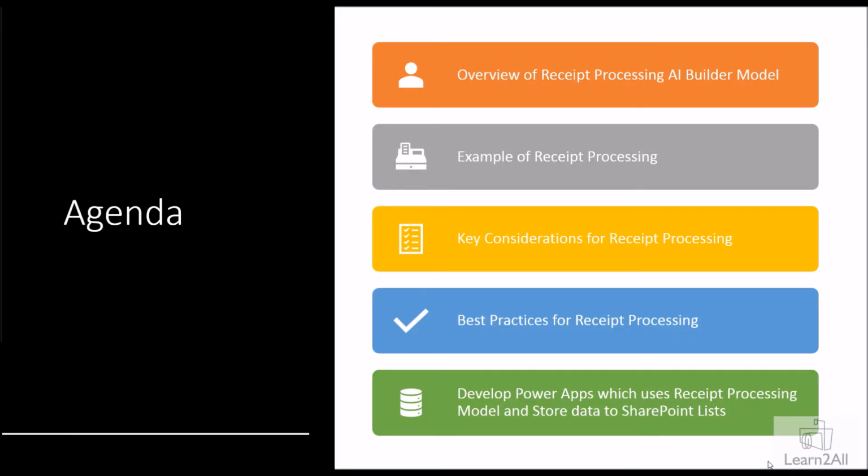During this session we are going to cover these points. First we will get an overview of the receipt processing AI Builder model. After that we will take an example of a real life scenario for receipt processing. Then we will talk about key considerations for receipt processing, and the best practices. And at last, we will develop a Power Apps app which scans the receipts and stores the data to a SharePoint list. So stay connected throughout the session to learn all about the receipt processing AI model.